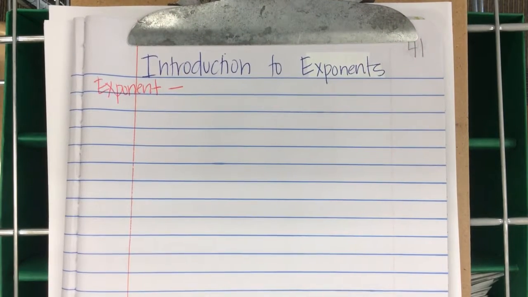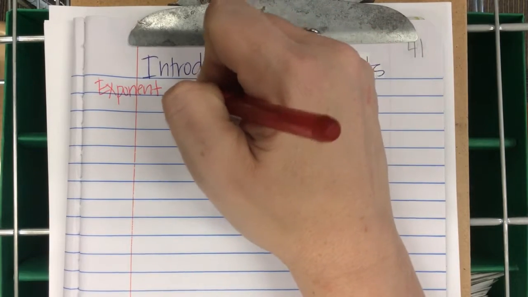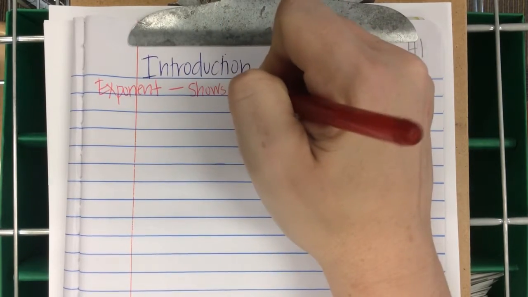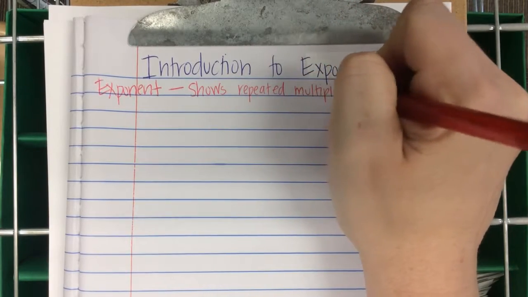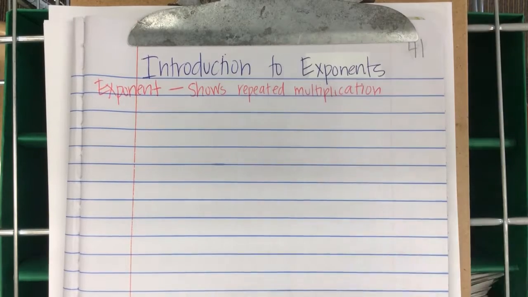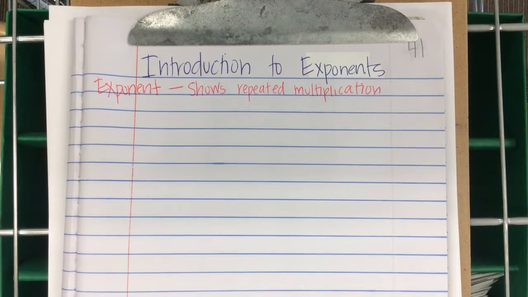An exponent is something that shows repeated multiplication. So instead of writing something down like 10 times 10 times 10 times 10 times 10 times 10 times 10 times 10, we'd use an exponent. It's showing that you're just repeatedly multiplying over and over and over again.